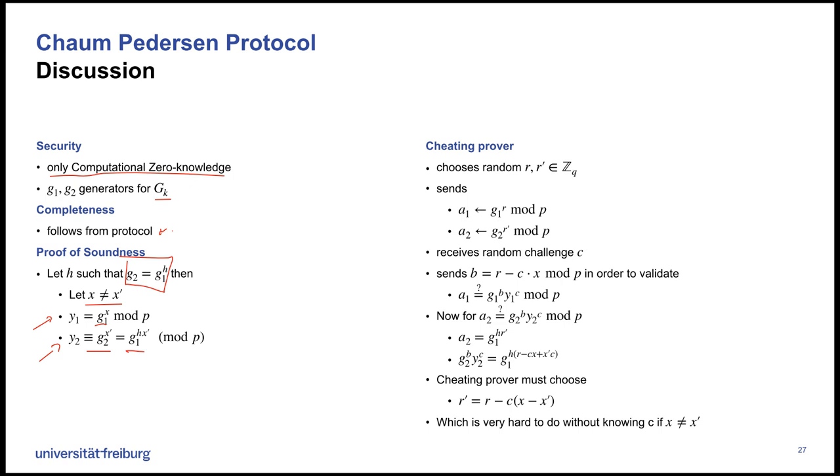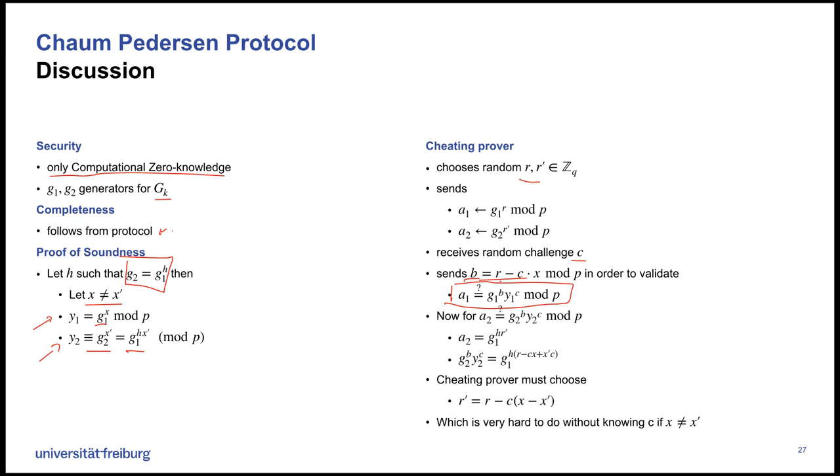So let's try. So the cheating prover chooses two random numbers. Could be different. We don't know. So it doesn't have to be the same. And we get a random challenge. And now we have to compute this B. So first of all, we have to compute this B in order to satisfy the first equation. So that's somehow binding us to really compute R minus C times x.